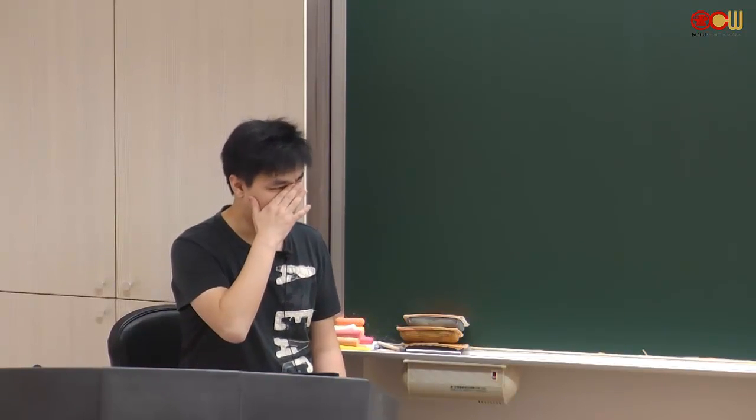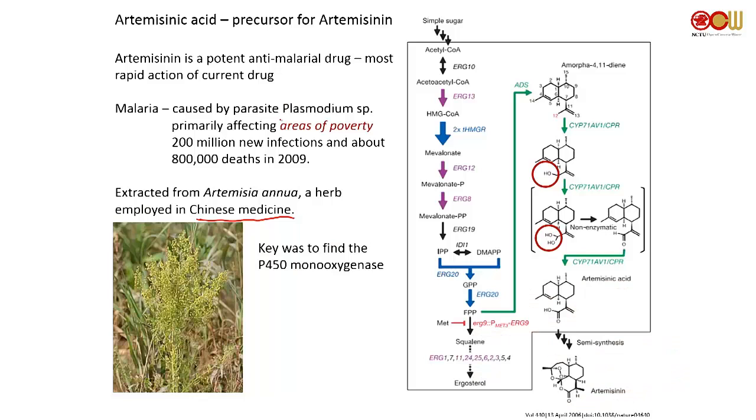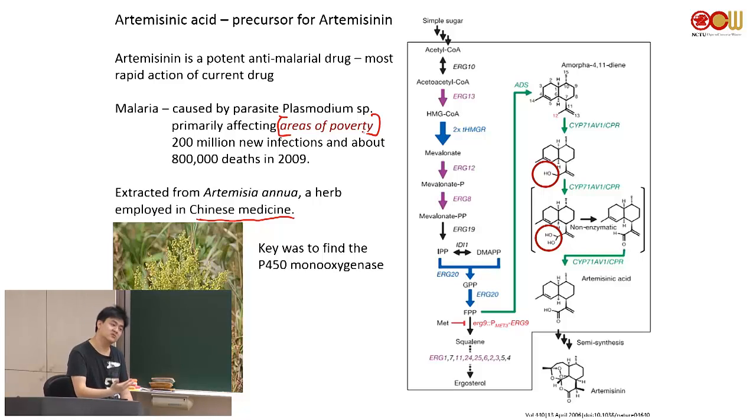Africa, those places, particularly Africa because it is very, very hot there, and areas of poverty. One of the problems with malaria is that because they're poor, because they don't have a lot of money, they cannot afford treatments for malaria. In addition, because artemisinin is extracted from plants, you would have to extract a lot of plants to get artemisinin.